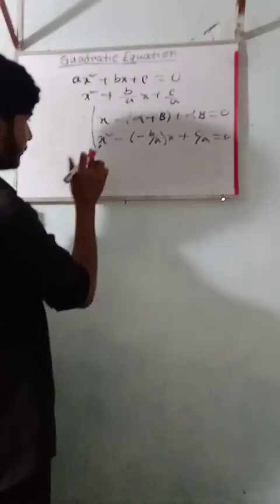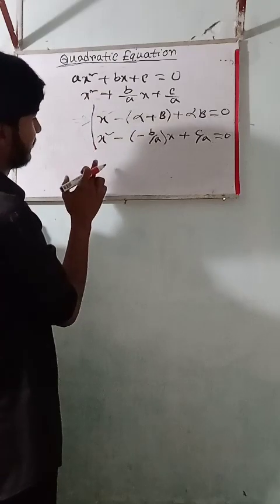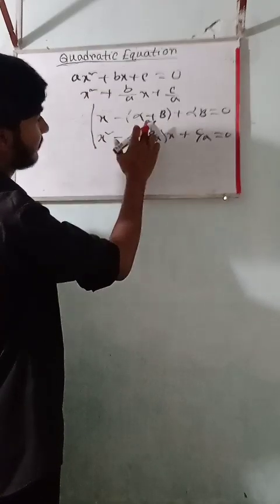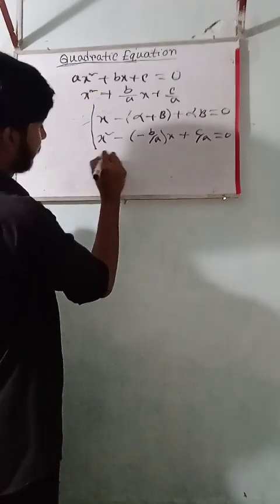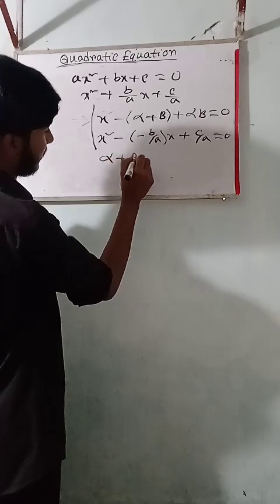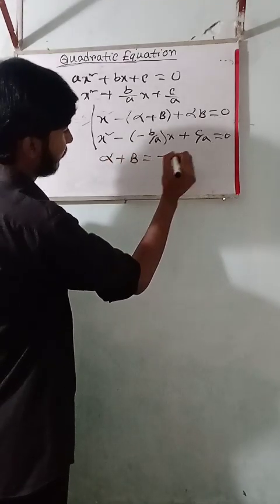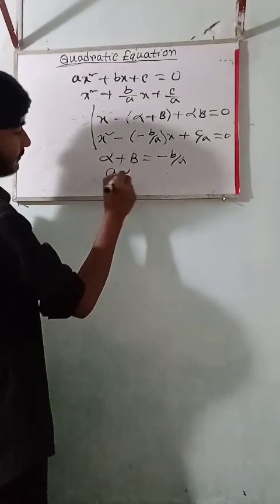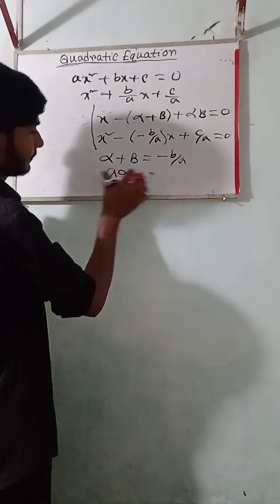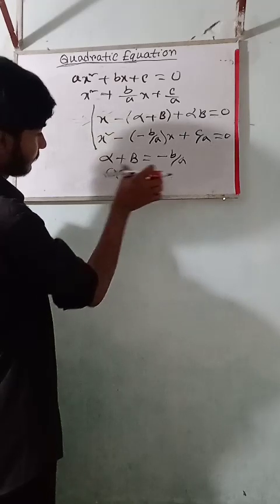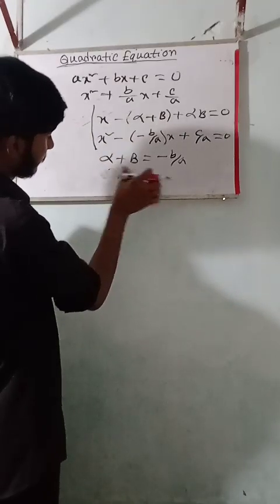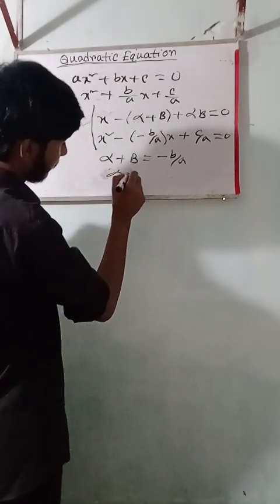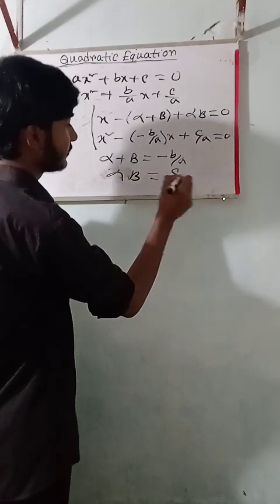Now, if we compare these two equations, then we can write that alpha plus beta is equal to minus b by a, and alpha beta is c by a.